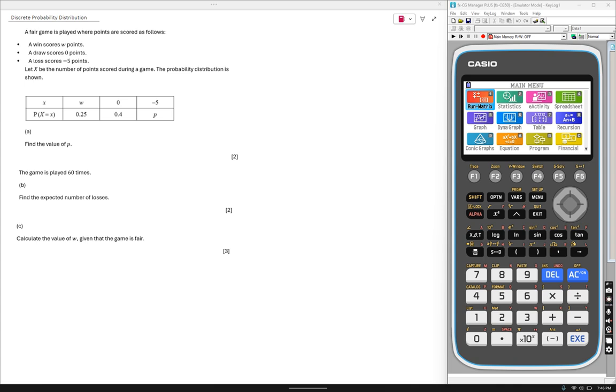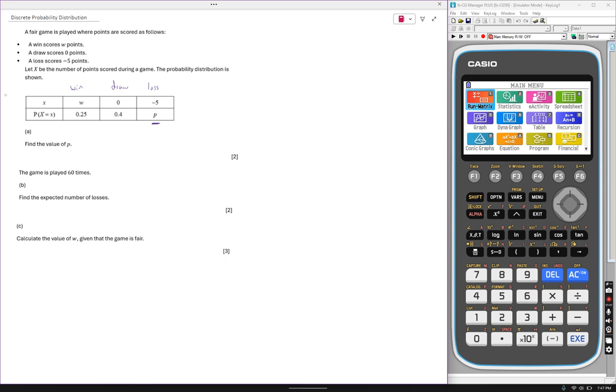One thing I just want to add to this, you don't really need it, but I'm going to label the top here: that's a win, that's a draw, that's a loss. It just makes it a little bit easier to see. Find the value of P. So P is down here, and we're trying to find that value.